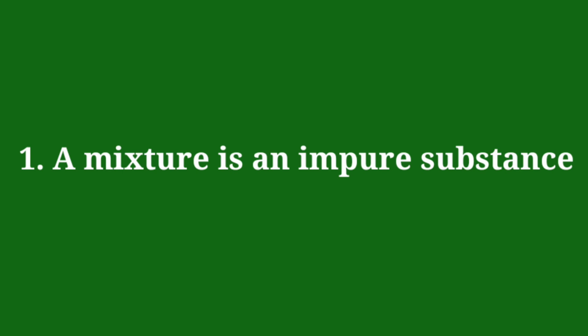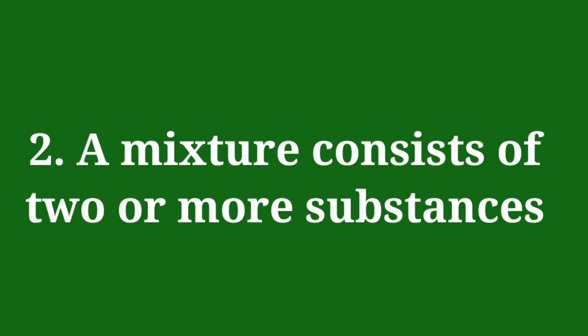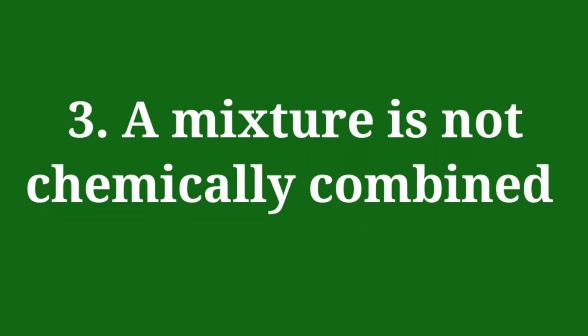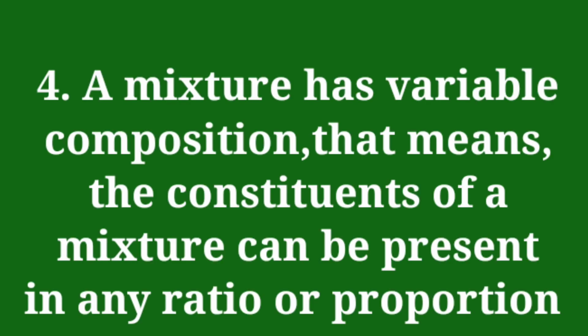A mixture is an impure substance. Remember that when we call air a mixture, let us see the mixture's characteristics. This is the second characteristic. A mixture consists of 2 or more substances. We can see in case of air there are quite a good number of gases: nitrogen, oxygen, carbon dioxide, and the noble gases. A mixture is not chemically combined, so not a single component is chemically combined.